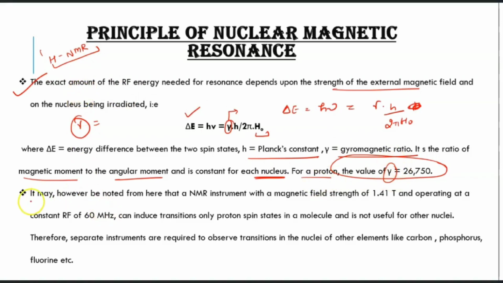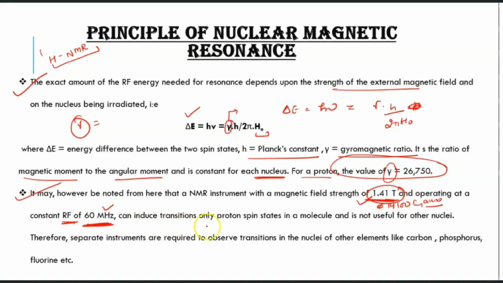Okay. Now it may be noted that an NMR instrument with a magnetic field strength of 1.41 Tesla, और इसी को आप लिख सकते हैं in terms of Gauss, 14100 Gauss, is operating at a constant radio frequency of 60 megahertz. तो मैंने आपको भी पीछे बता दिया था कि जो proton है जिसकी magnetic field strength की value इतनी आएगी, वो 60 megahertz पे आपके पास precess कर रहा है.